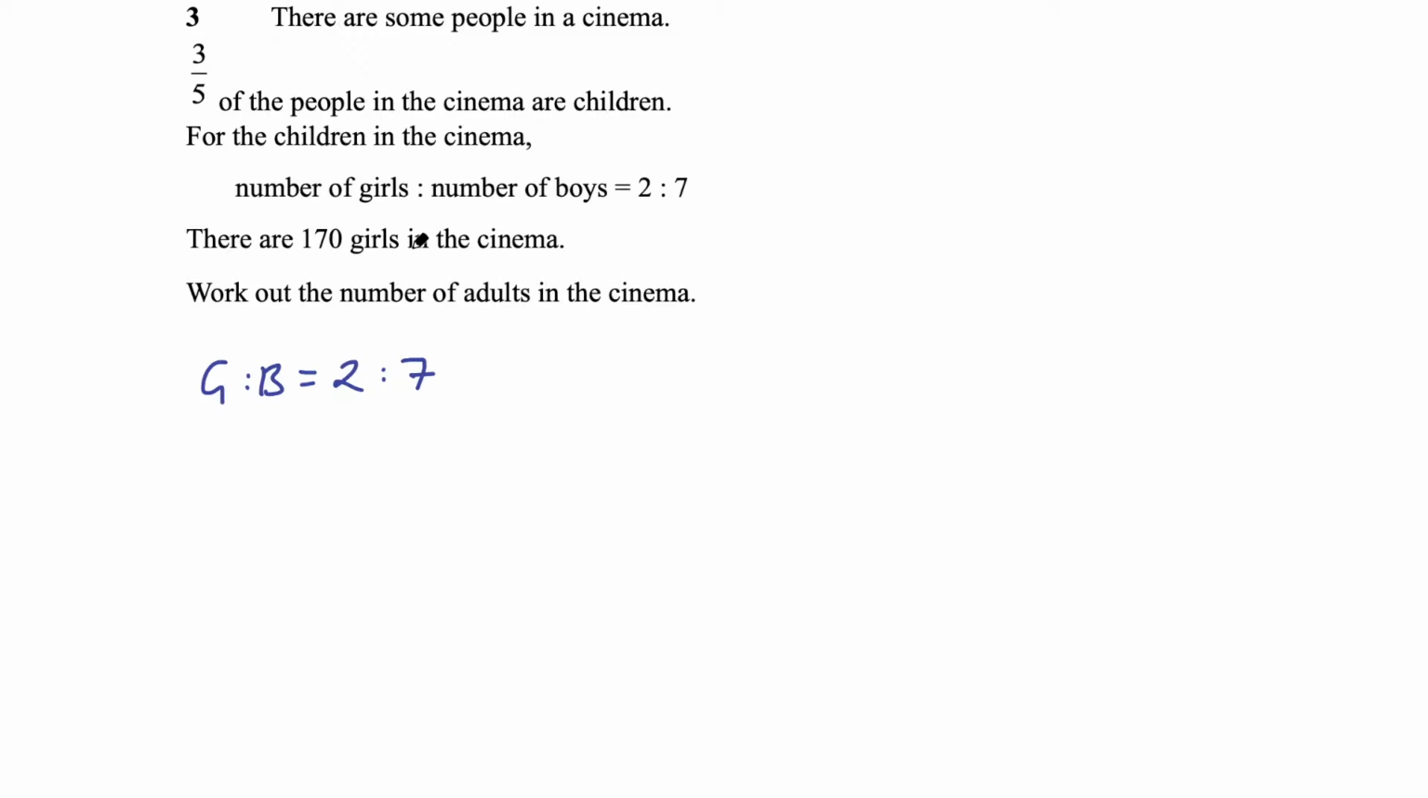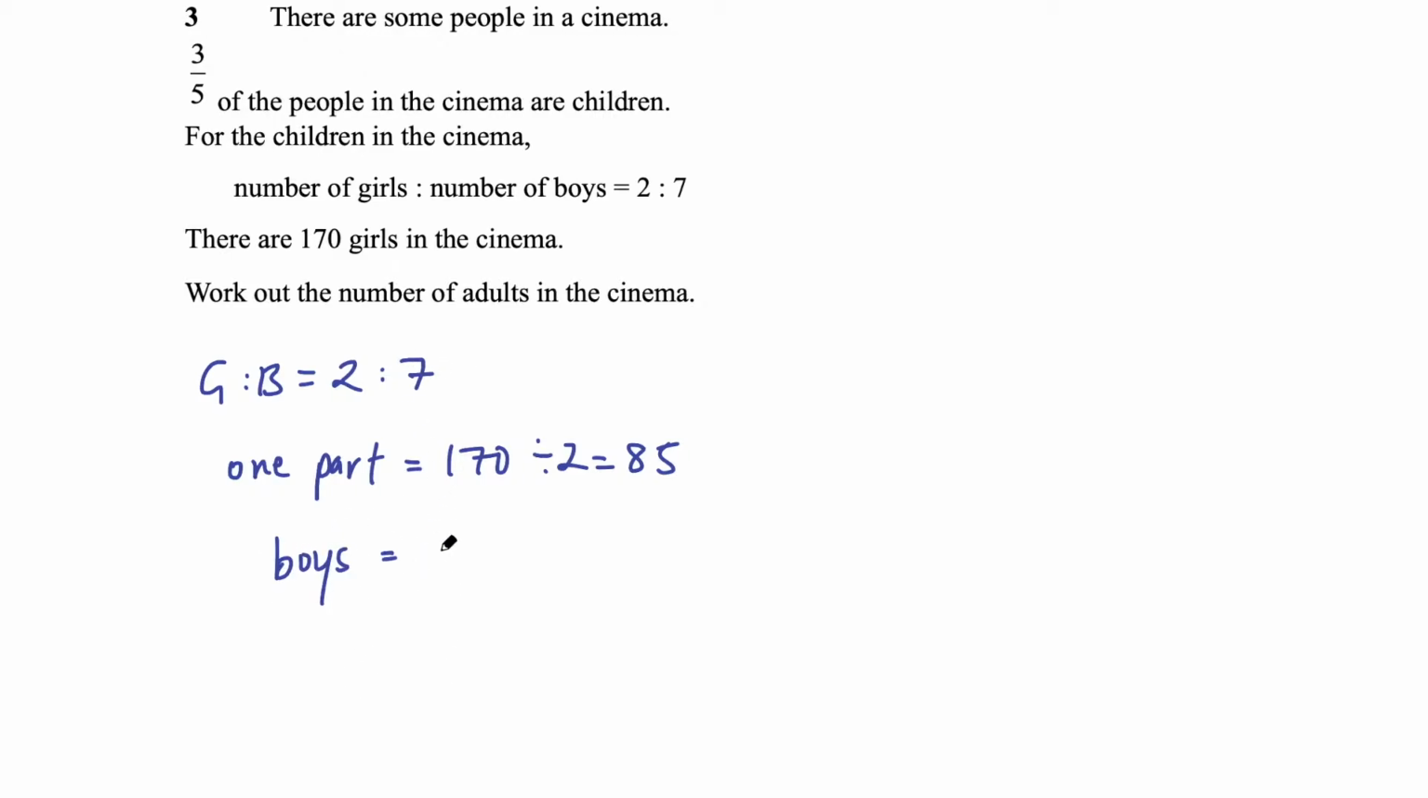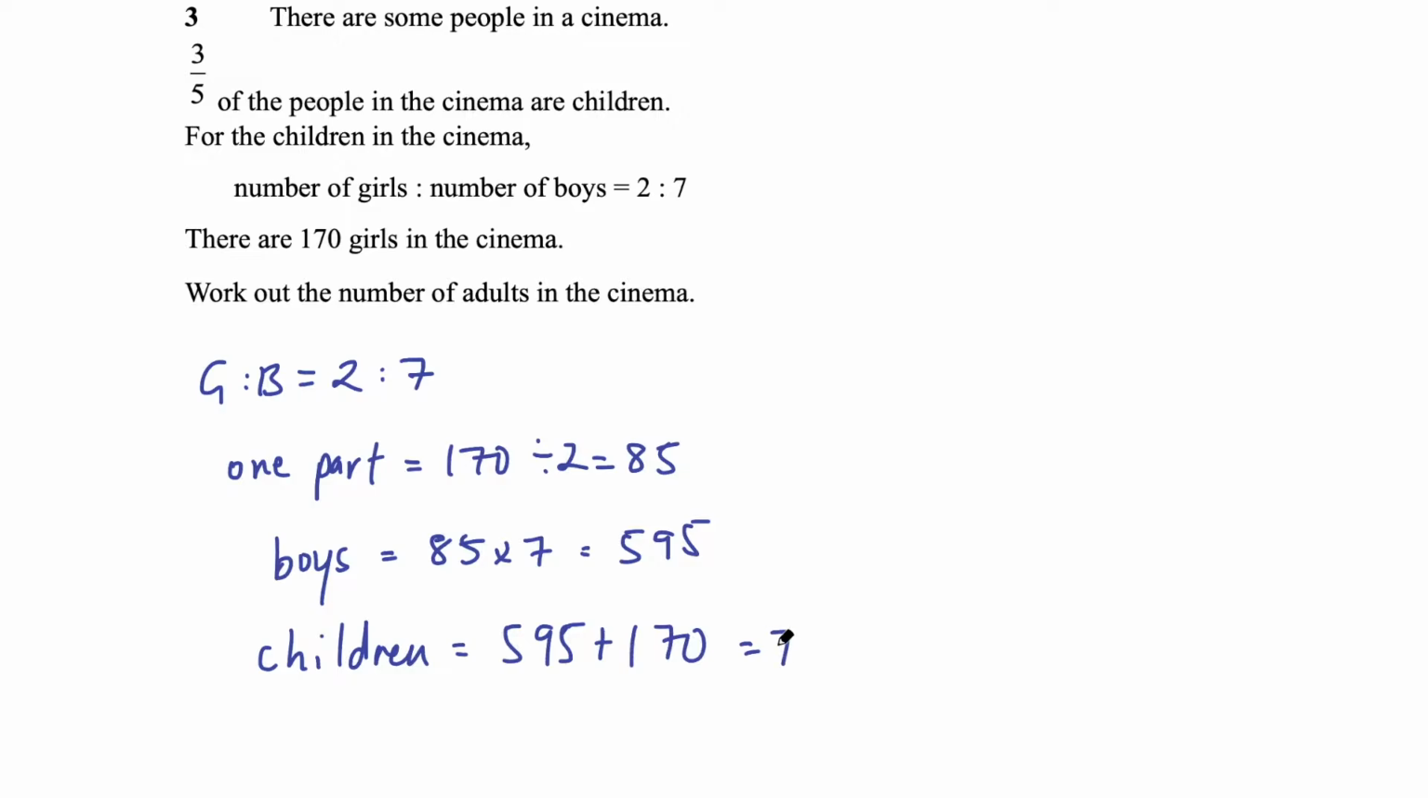So if there's 170 girls, in this ratio we have 2 parts girls. So that means each one part of this ratio would be half of 170. Right, so 1 part is a half, which is 85, and then we can work out what 7 parts is worth. So therefore the boys would be 85 times 7. 80 times 7 is 560, plus 35 is 595. So there are 595 boys, 170 girls. So then we know the total number of children in the cinema. So 595 plus 170, that's like 600 plus 165, 765.